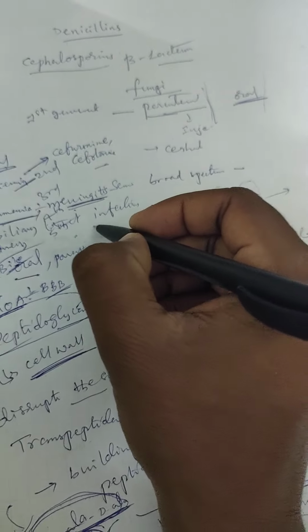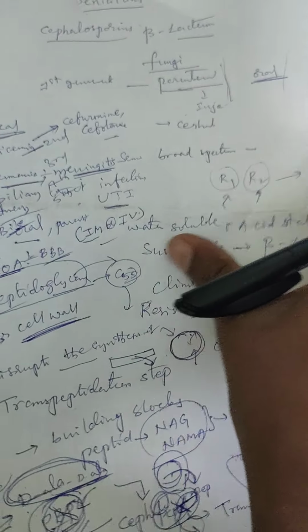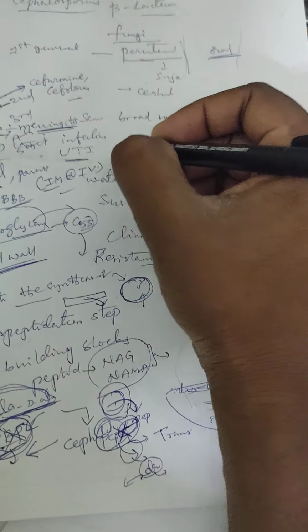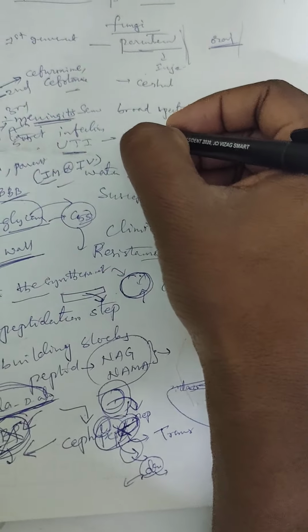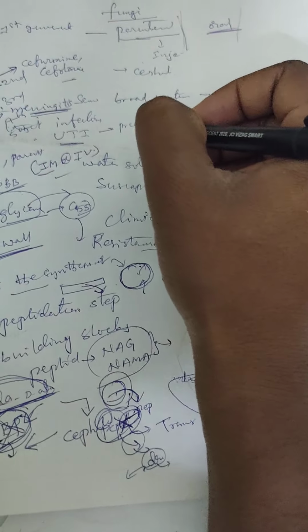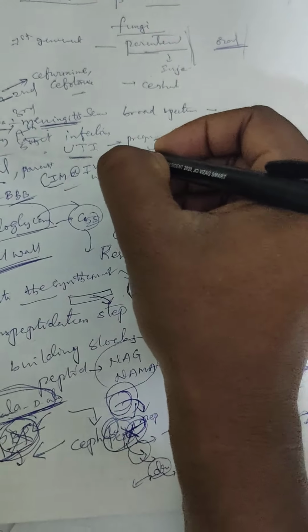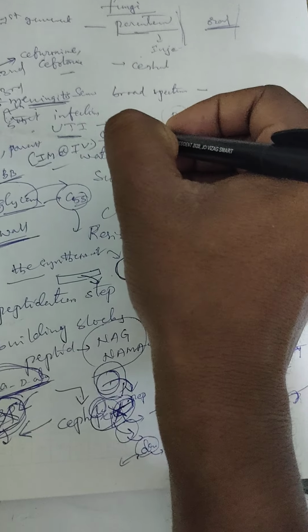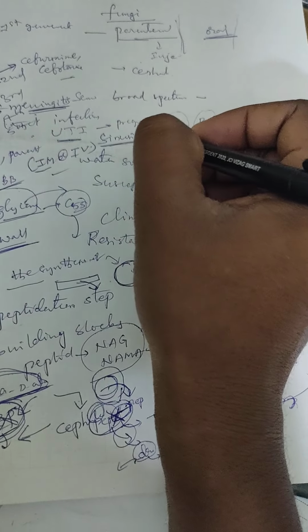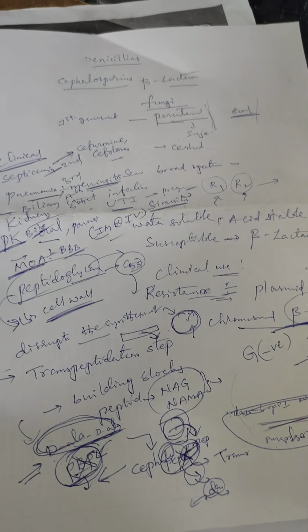Okay, next, urinary tract infections, UTIs, especially when pregnant women are infected with urinary tract infections. In those conditions cephalosporins are used. Next, sinusitis. In case of sinusitis also cephalosporins are used. These are the major clinical uses of cephalosporins.